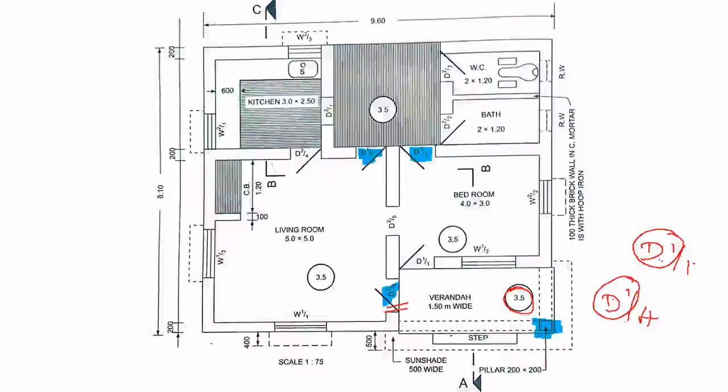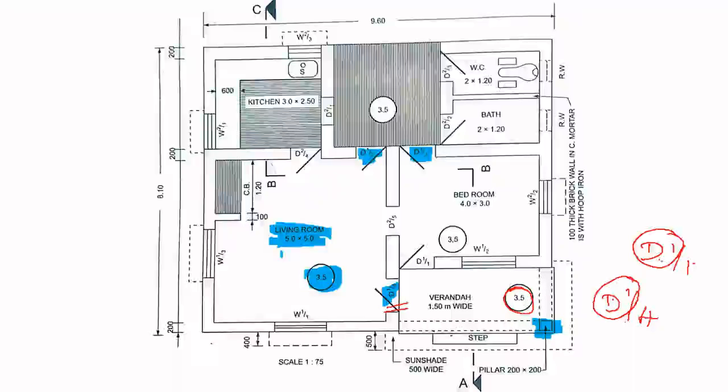Okay. So now you have two doors. One door is reaching your living area and another door will give you access to the bedroom. Now your living area is 5 meter by 5 meter. Width is 5 meter, length is 5 meter and the height is 3.5 meters.